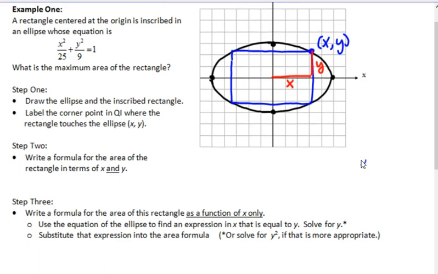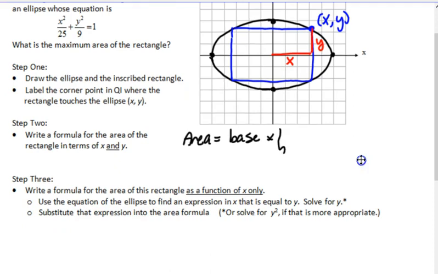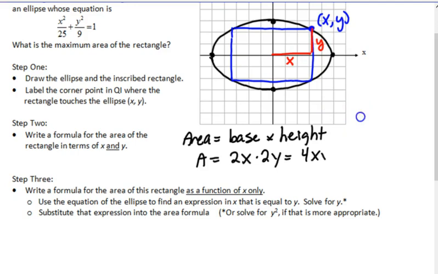Step 2 then is to write a formula for the area of the rectangle in terms of x and y. Well, we know the area of the rectangle is base times height. So the question is, how do the base and height relate to the x and y in this particular drawing? Well, the base would be this distance here. That would be 2 times the x distance. So we could say area is 2x, and then the height would be 2 times the y distance. So 2x times 2y, or 4xy. So area is equal to 4xy.